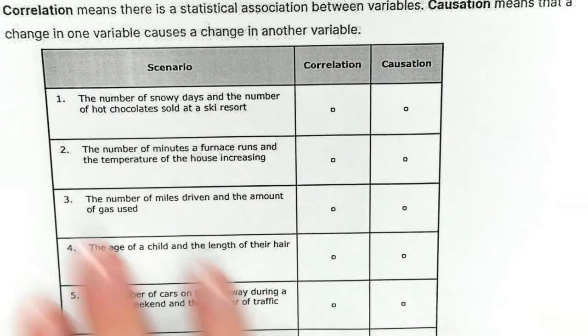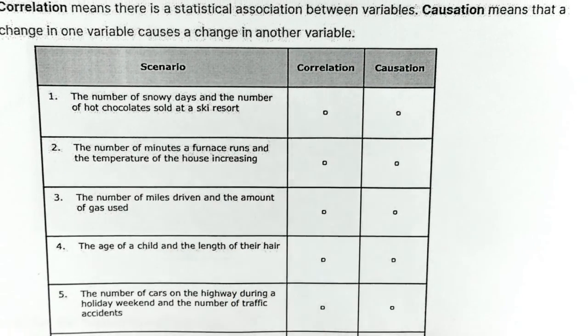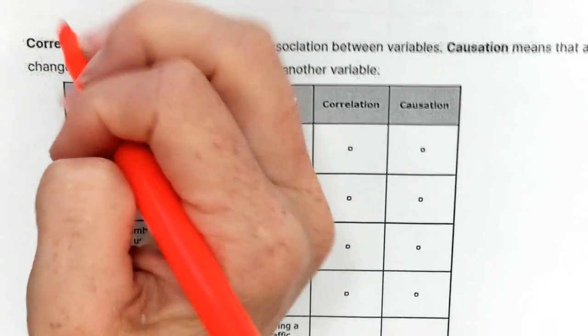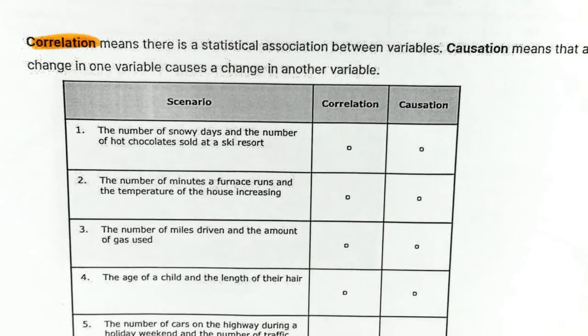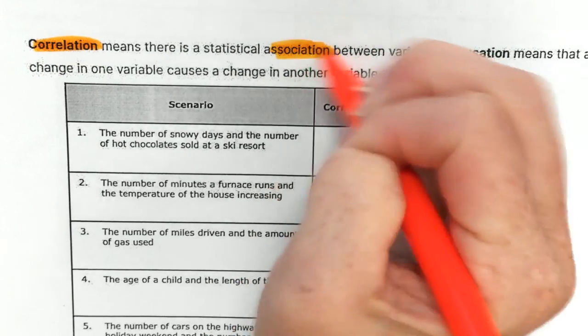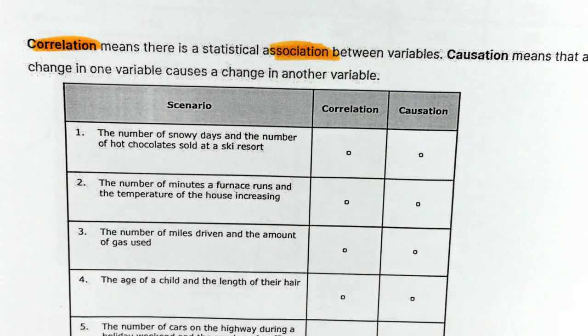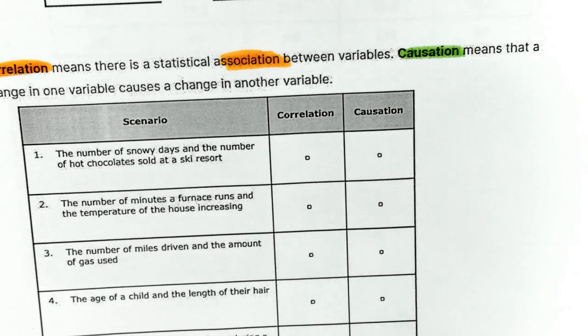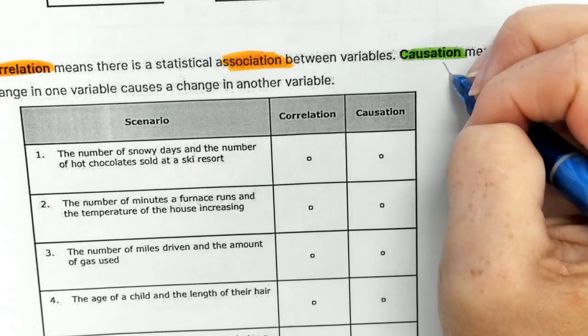Now, this is not going to be on your assignment today, but it is on Monday, so I just want to briefly talk about it. There is a difference between correlation, which means there is an association, and causation. Causation means it will happen. Write that down.